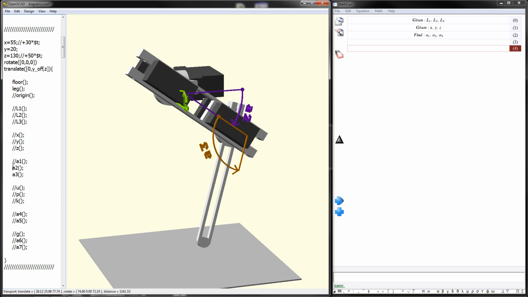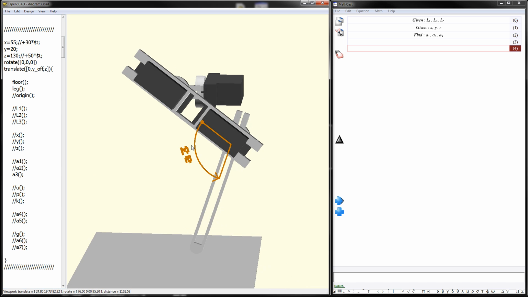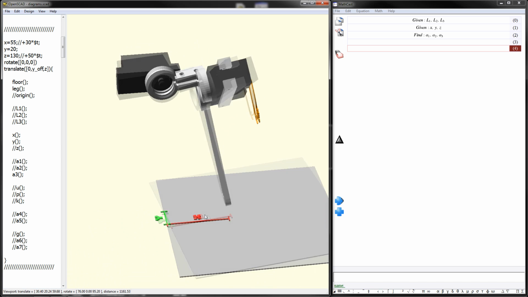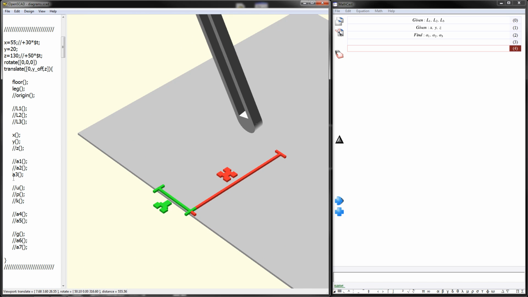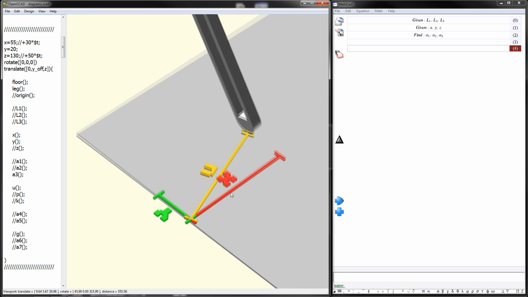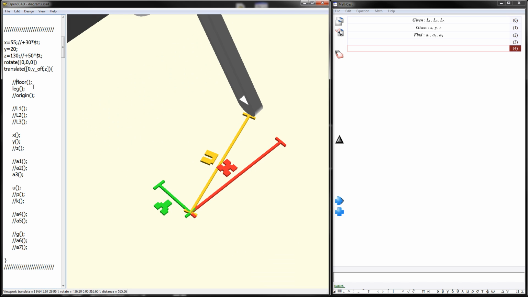Alright, so the first angle we're going to solve for is a3. But before we can solve for it, we have to define a few more values. So looking at x and y, we're going to create a variable u. And we're going to solve for u using the Pythagorean theorem. So u squared equals x squared plus y squared. Therefore, u equals the square root of x squared plus y squared.